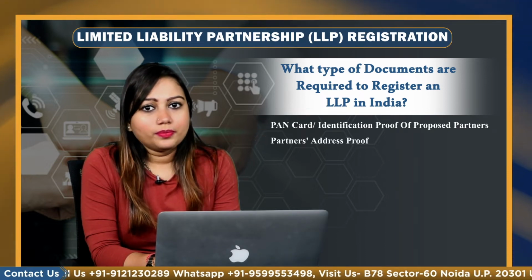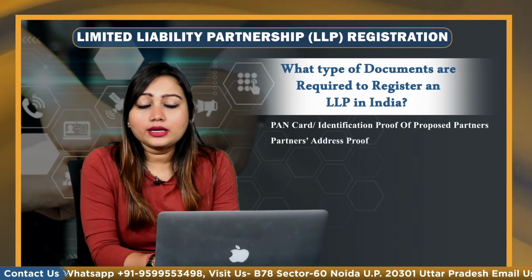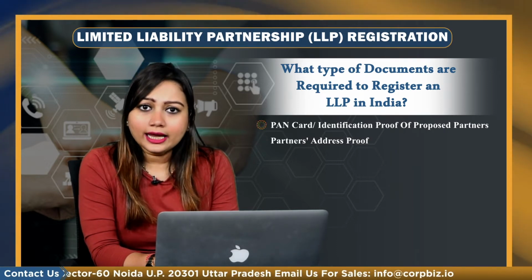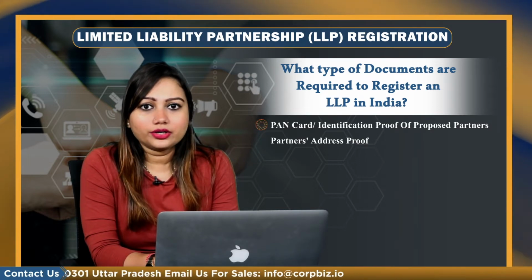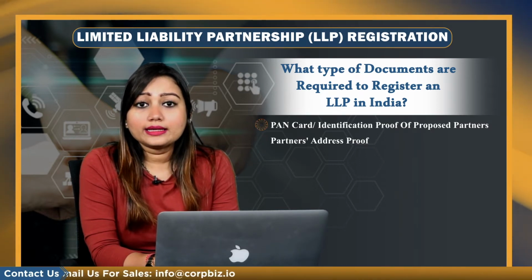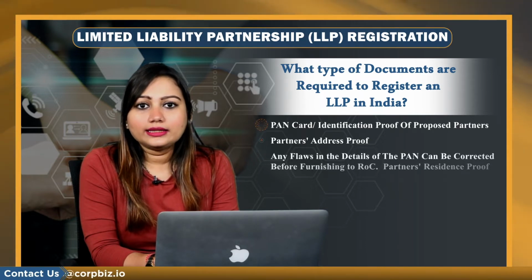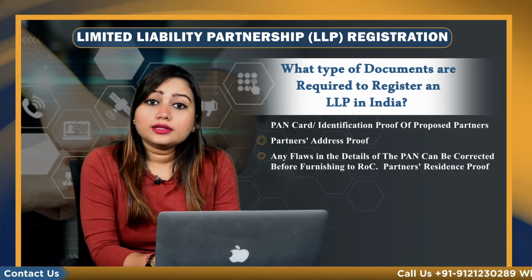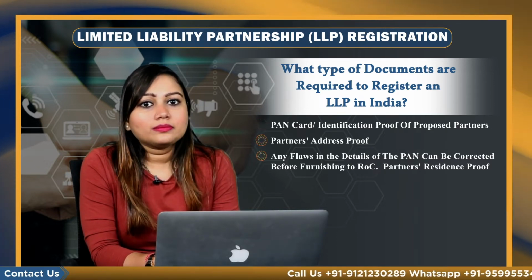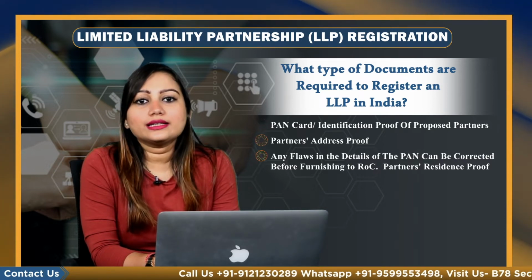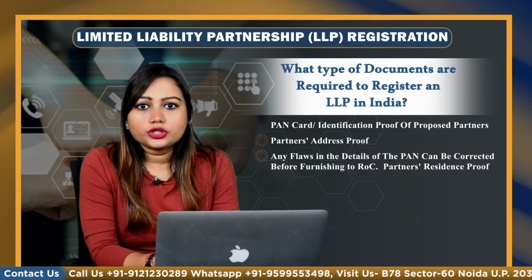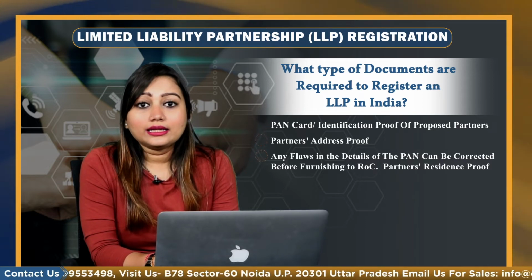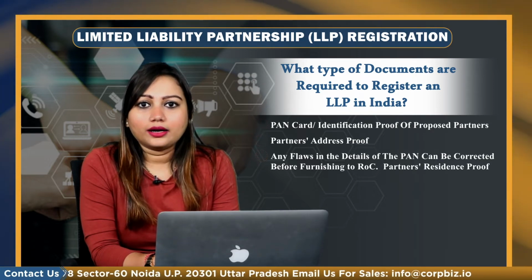Partners' address proof. Proposed partners furnish any one document out of passport, voter ID, driving license or Aadhaar card. Name as well as other information as per address proof and PAN card ought to be exactly the same. Any flaws in the details of the PAN can be corrected before furnishing to the ROC. Partner's residence proof. An updated bank statement or utility bill should be furnished as residence proof of the partners. Such a bill should be the latest one, not older than 2 to 3 months, and must contain the partner's name as cited in the PAN card.